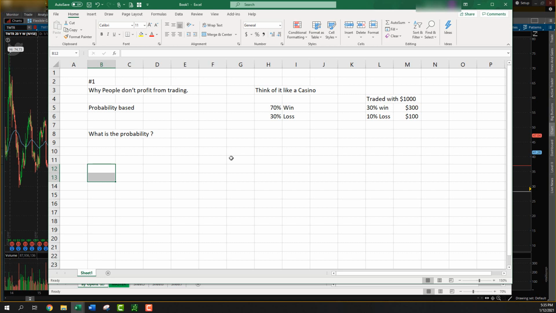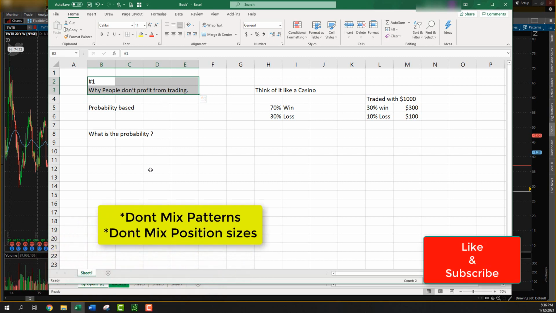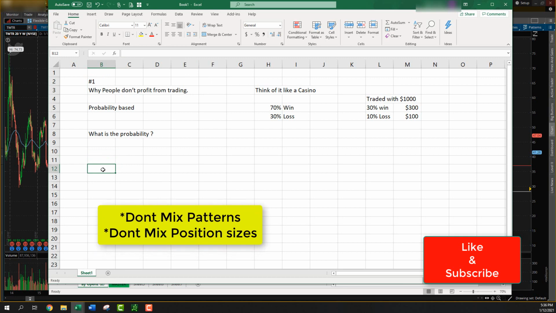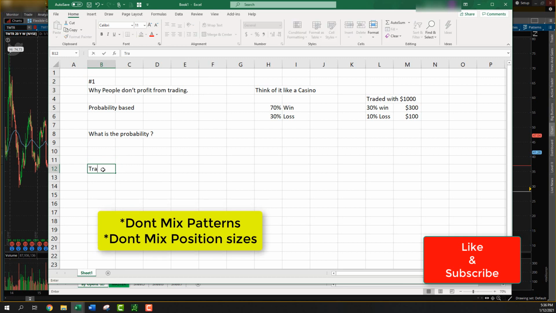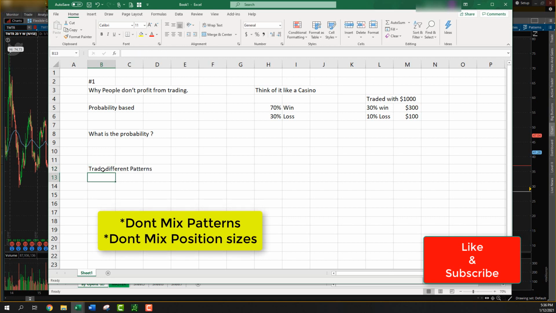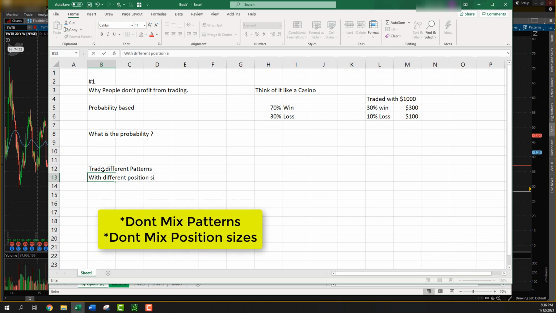So I just wanted to make a real quick video about the number one reason why I see people not being profitable when trading one particular pattern. Now the reason is because people, I've noticed, tend to trade different patterns with different position sizes.